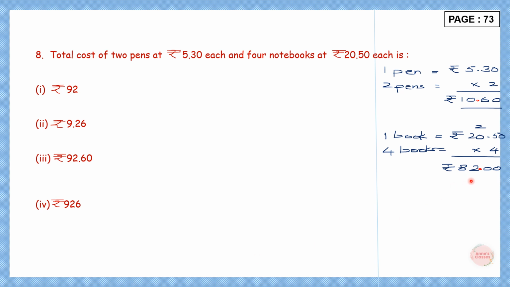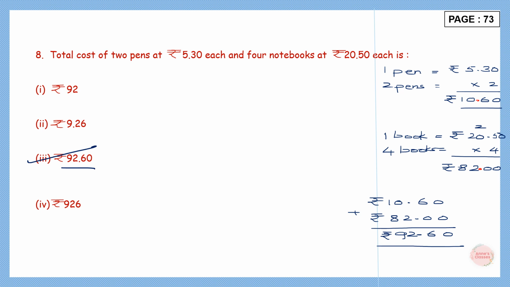So now what we're going to do is we're going to add up these two because here they're asking us what the total cost is. To find the total cost, we have to add up the cost of 2 pens and the cost of 4 books. So that will be 2 pens is 10 rupees 60 paisa. This is the cost of the books. Now the cost of the books we found out to be 82 rupees. And now we're going to add up these. 0, 6, 2, 8 plus 1 is 9. So that is 92 rupees 60 paisa. Which option is that? 92 rupees 60 paisa is option 3. So our answer is option 3.